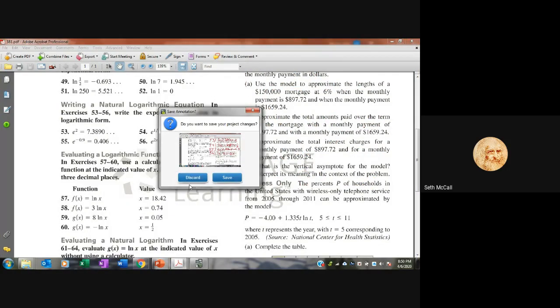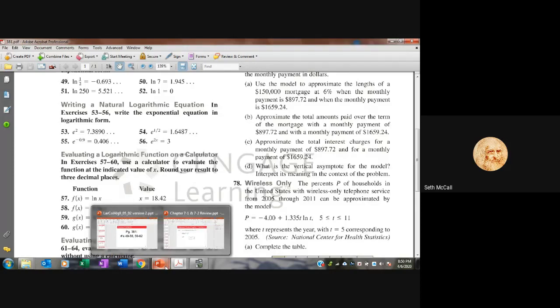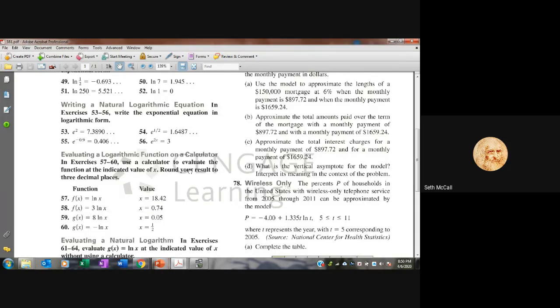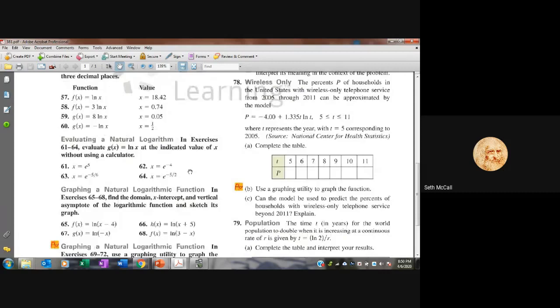All right, so that was 53 through 56, and then you had to do 59 through 62. So 59 through 62. I'll mark those so I don't forget. Okay. So starting with 59, they ask you to type those into a graphing calculator and write it out to 3 decimal places.